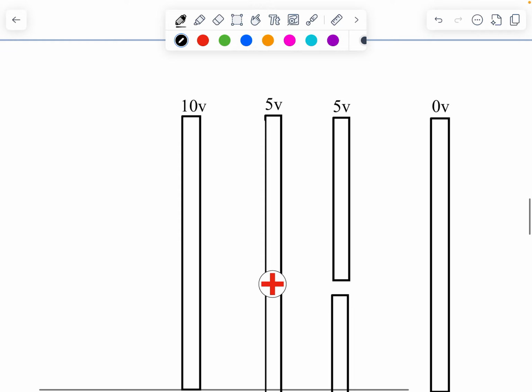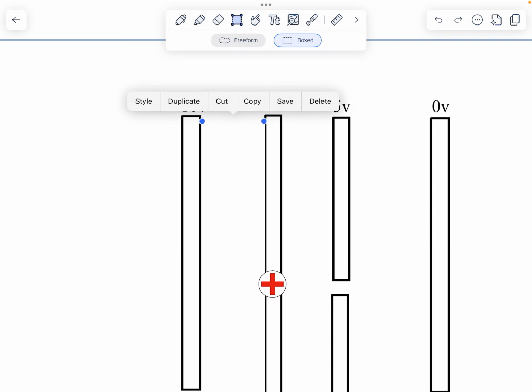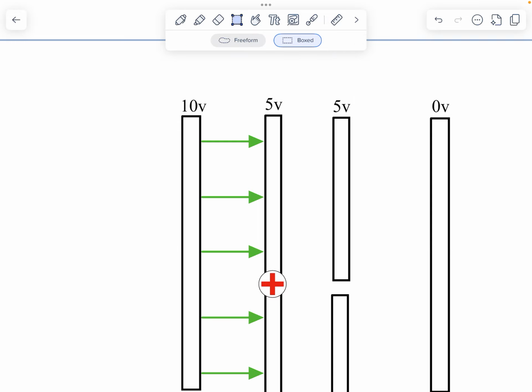So from here to here, my voltage goes down. What does that mean for the field? Which way does the field point? Well, to increase in voltage, I would need to go against the electric field, which means that the electric field is pointing in the opposite direction of my voltage rise. So for this case, the electric field is just going to point to the right.